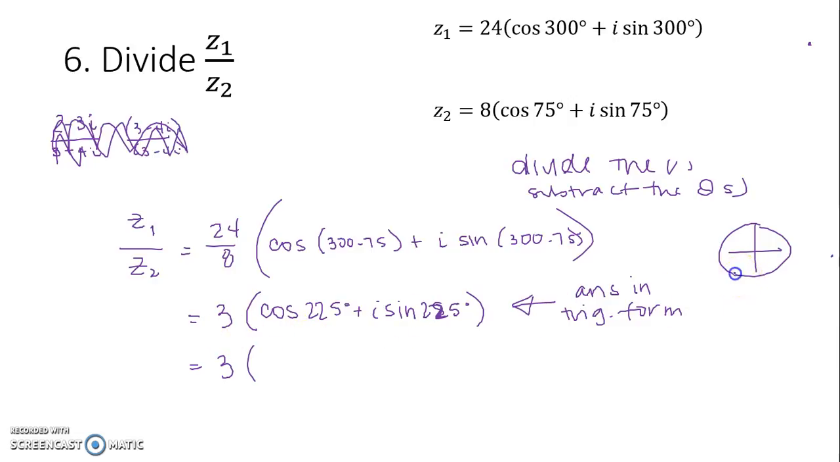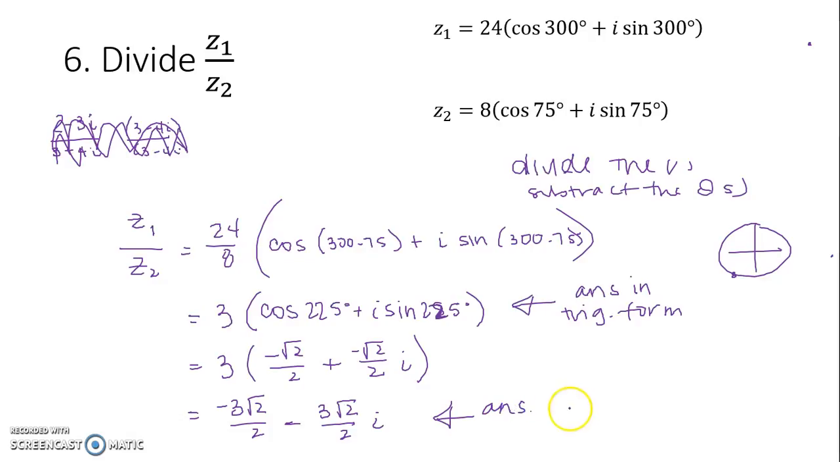Since this one is down in quadrant 3, cosine of 225 is negative radical 2 over 2. Sine of 225 is also going to be negative, so whether you make it plus a negative radical 2 over 2i, or if you just did minus there, is up to you. And then finally just distributing that. So I get negative 3 radical 2 over 2 minus 3 radical 2 over 2i. This is my answer in standard form.